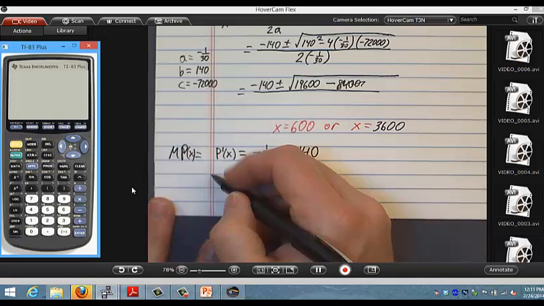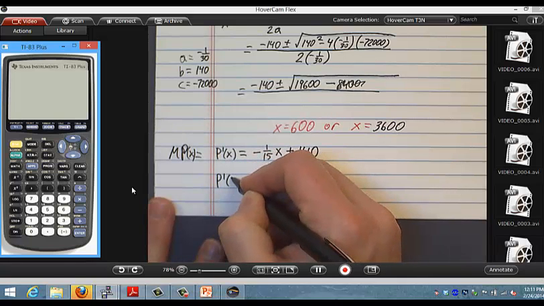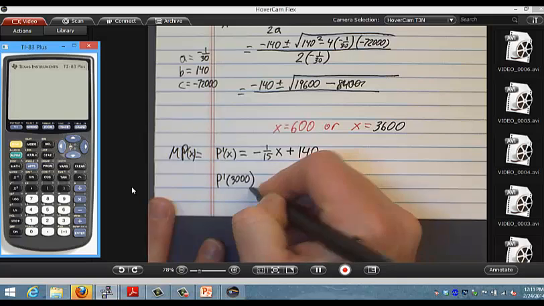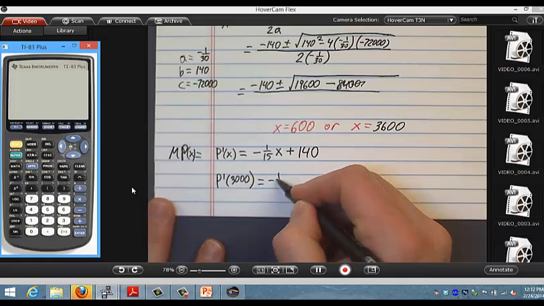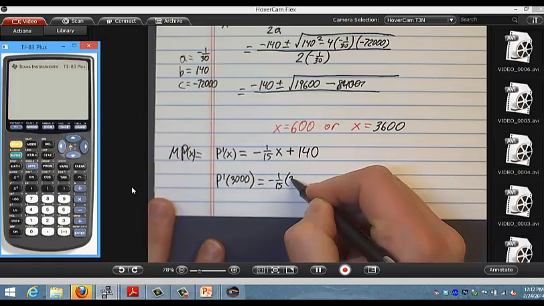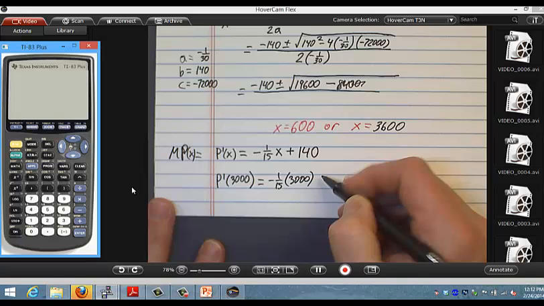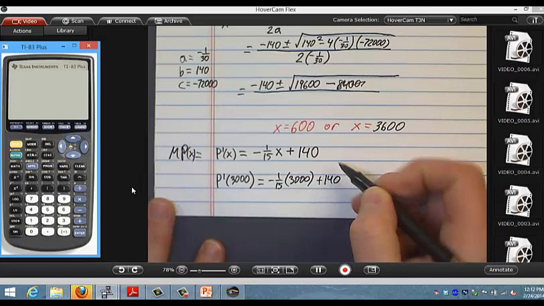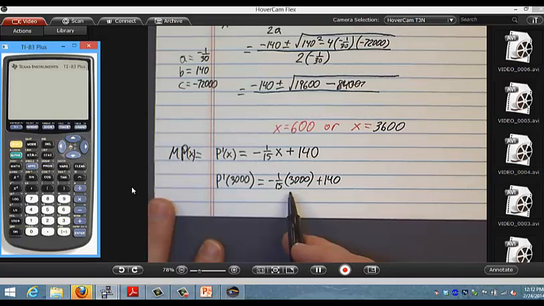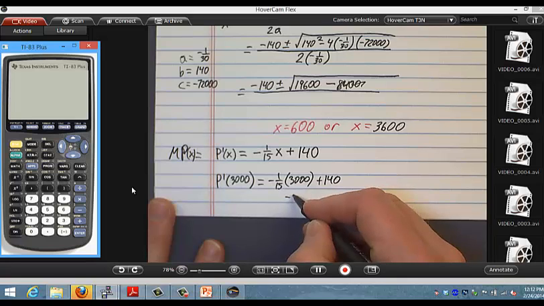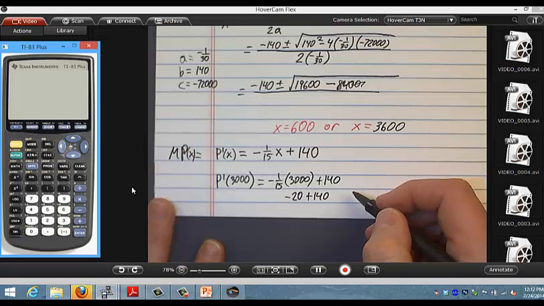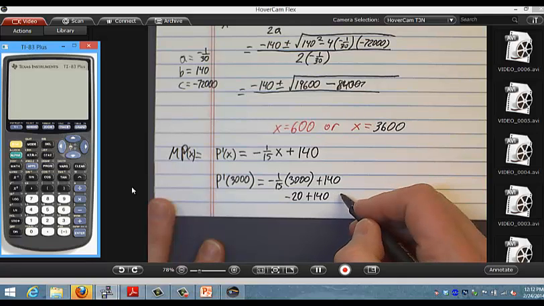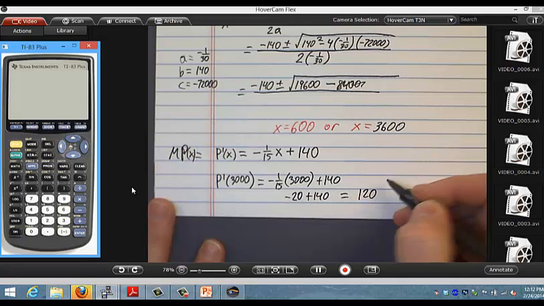And it says, please compute P prime of 3,000 and interpret. All right, I could do that. 3,000 was a nice one to give me because it cancels with the 1/15. So I'm sure that was done on purpose. So let's see. 20, right? Negative 20. So negative 20 plus 140. You guys with me? Is 120.